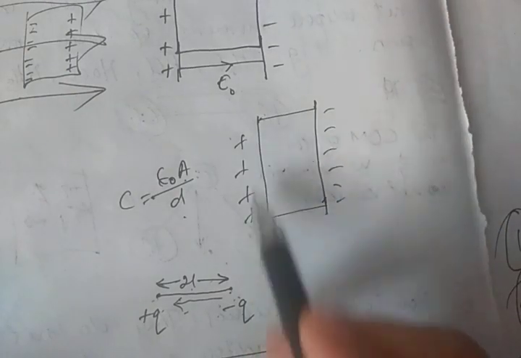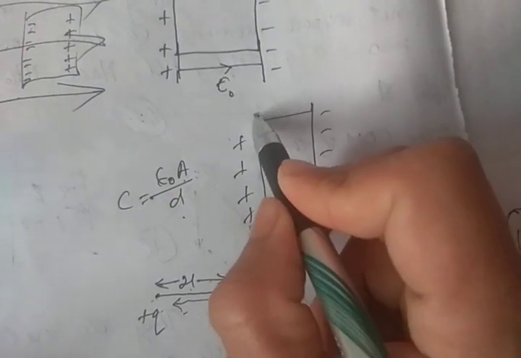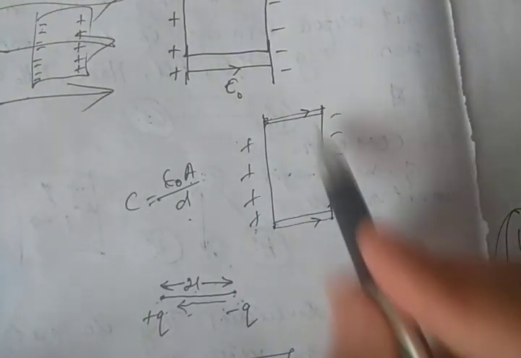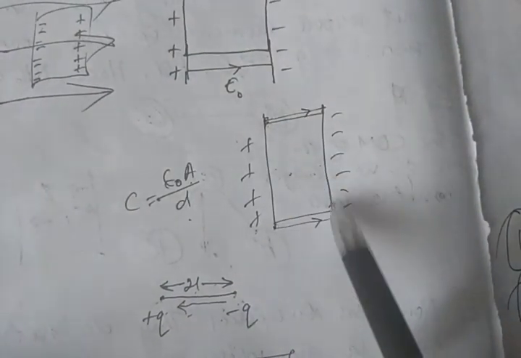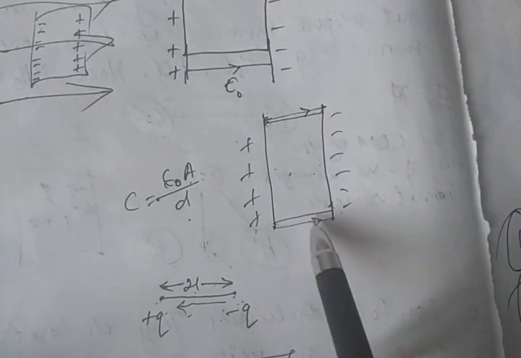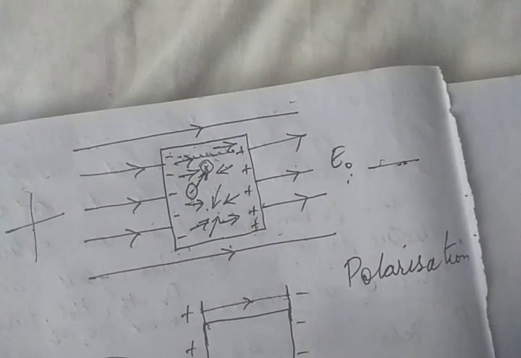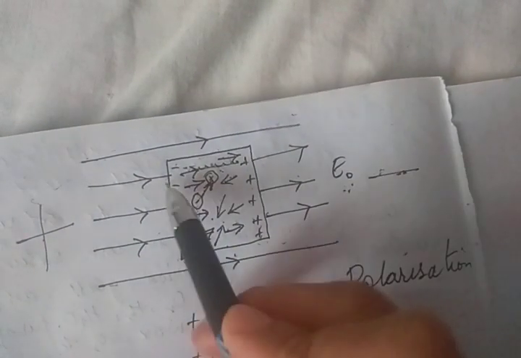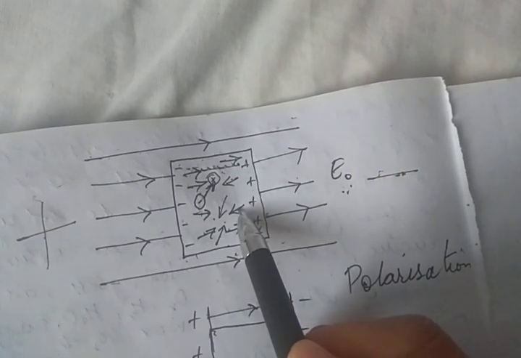Remember, you have positive charges here, negative charges here, and an electric field. So you already had an existing electric field, and now in this electric field we are placing a dielectric substance. We want to see what happens when we place a dielectric material in an already existing external electric field. Say you have an external electric field E0, and you're placing a dielectric substance in there. This dielectric could be polar or non-polar, it doesn't matter.